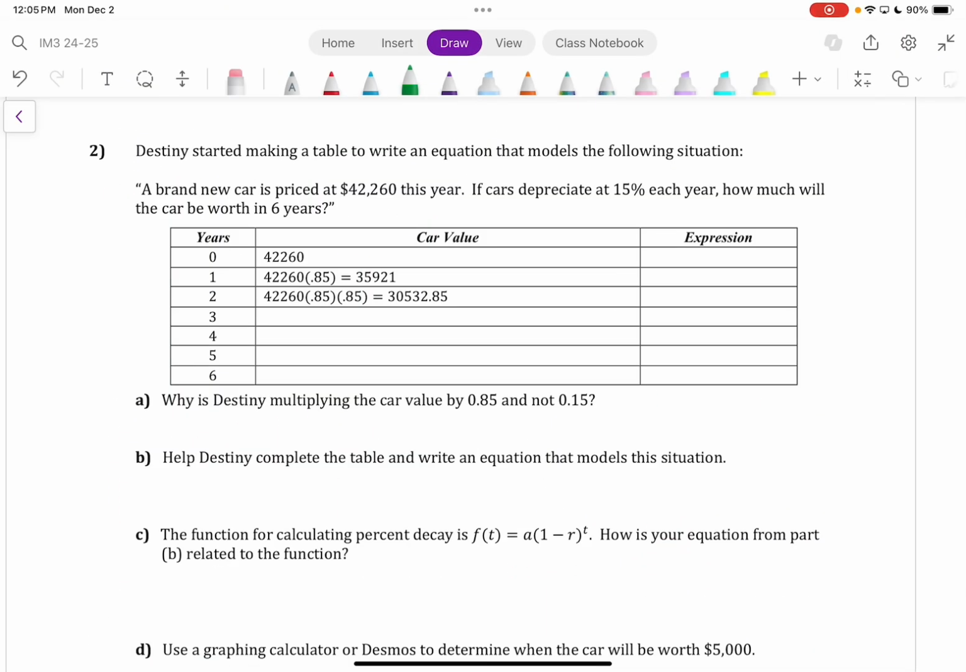Okay, so let's finish with this question, and that way you can take our break. Now, the new scenario follows the idea of a car that is originally $42,000 but depreciates 15% yearly. So we have the following table.